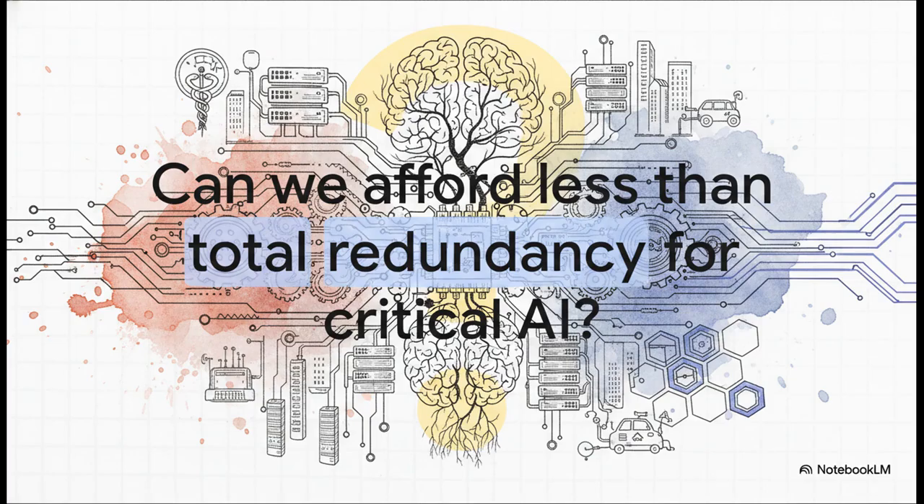And all of this leaves us with one final and, I think, pretty important question to chew on. As AI gets woven deeper and deeper into our economy, into our medicine, into our daily lives, the cost of failure stops being just about wasted GPU hours. It becomes a real societal cost. So the real question we have to ask ourselves is, can we truly afford anything less than total protection for these systems?